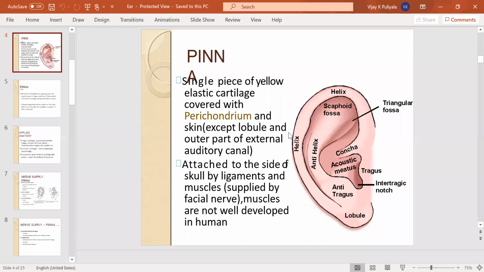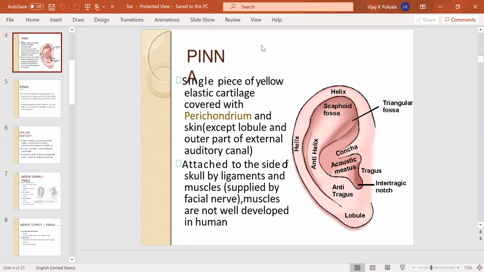Next, what is the nerve supply for these muscles? The auricularis anterior and auricularis superior are supplied by the temporal branch of the facial nerve, and the auricularis posterior is supplied by the posterior auricular nerve. So that is the nerve supply of these muscles.